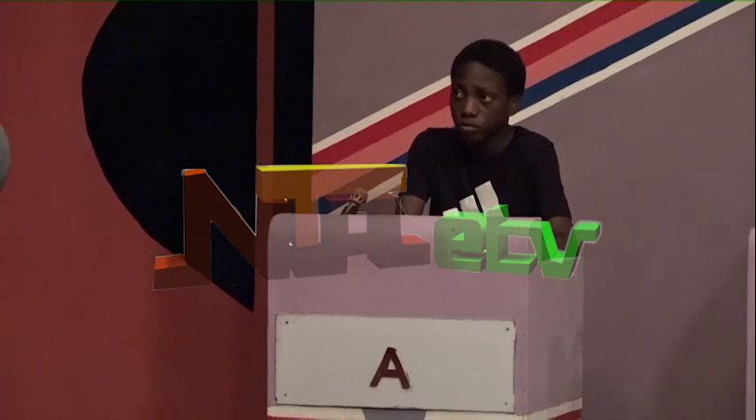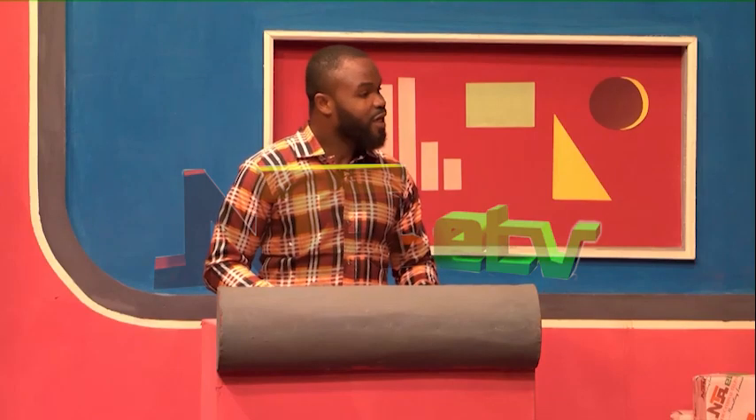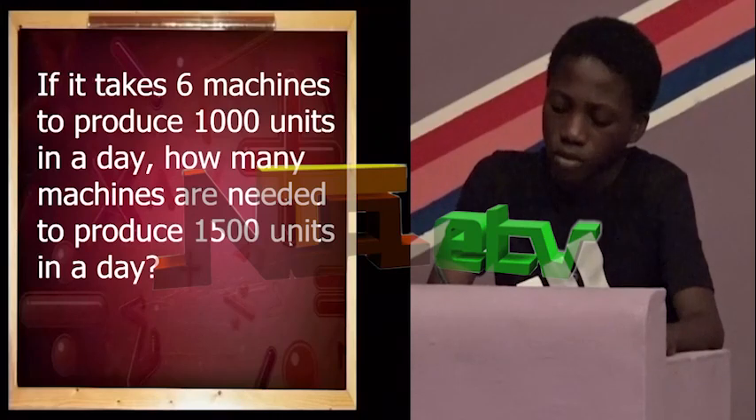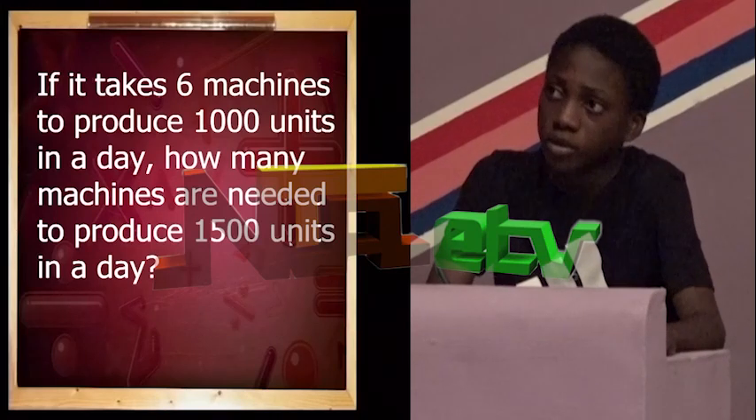Question 3. If it takes 6 machines to produce 1,000 units in a day, how many machines are needed to produce 1,500 units in a day? 9 machines.